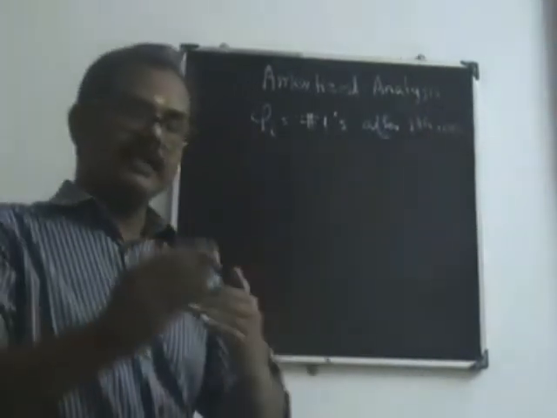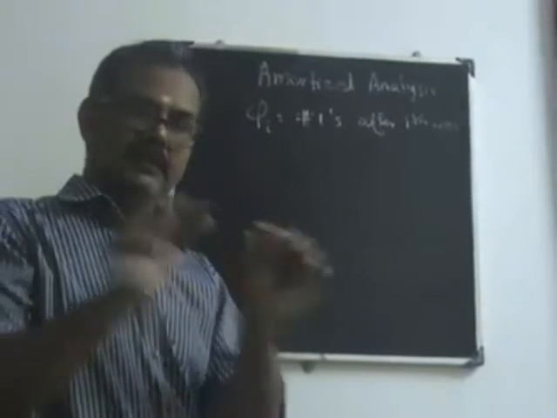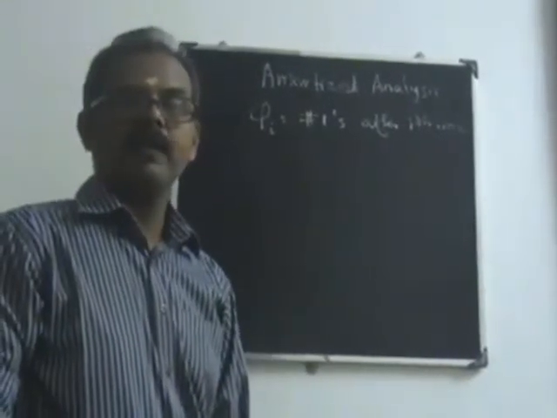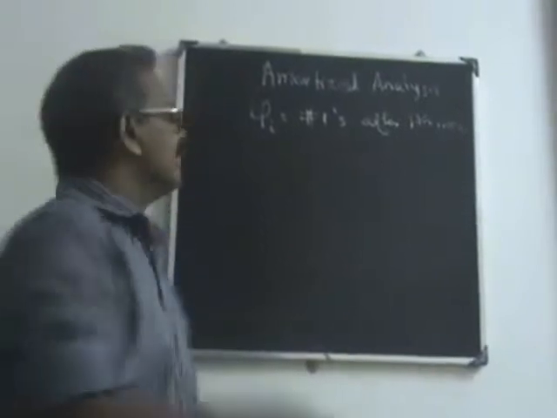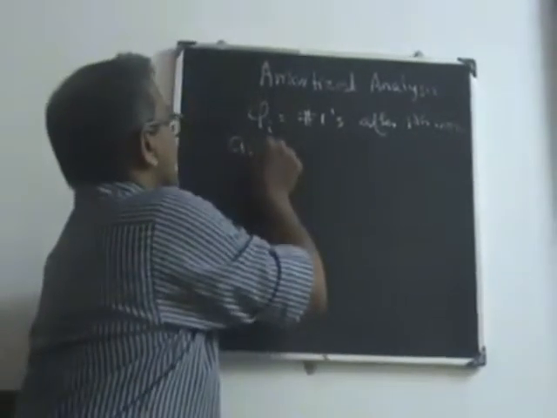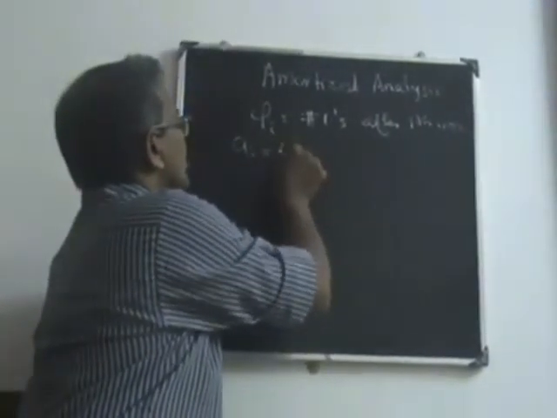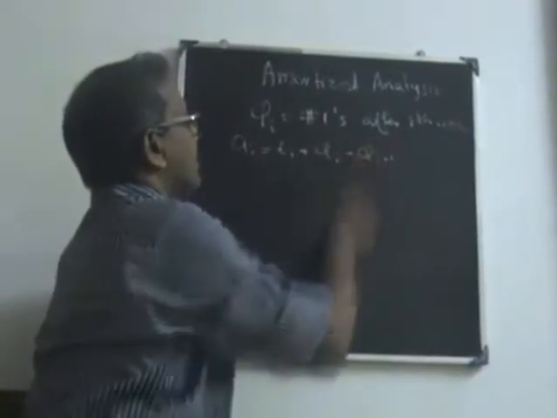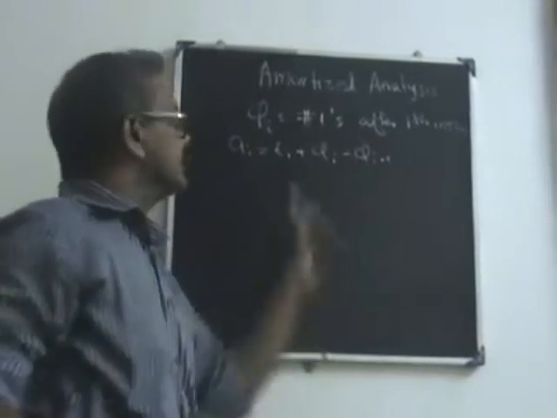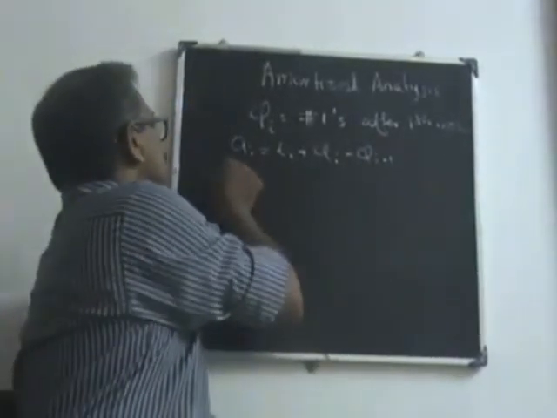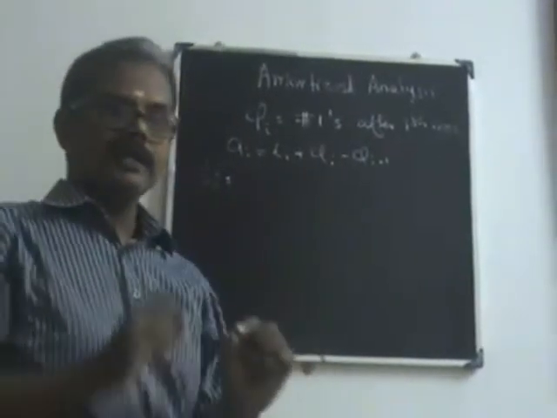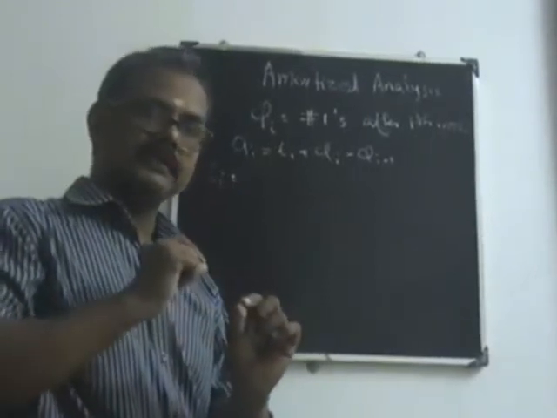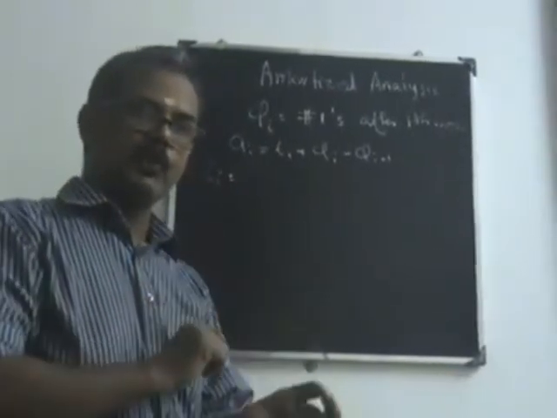Okay, after the ith instruction, the number of ones in the counter will be our potential function. Here we know the formula: for the ith instruction, the amortized cost a_i is equal to t_i plus phi_i minus phi_(i-1). t_i is the actual cost. What is the actual cost? The actual cost is how many bits are getting flipped, either from 0 to 1 or 1 to 0.